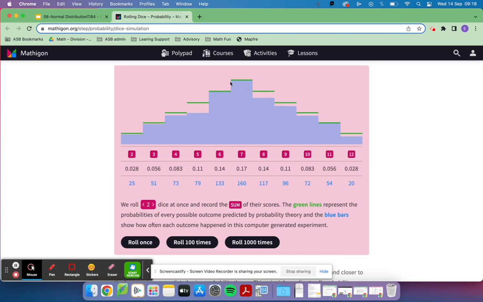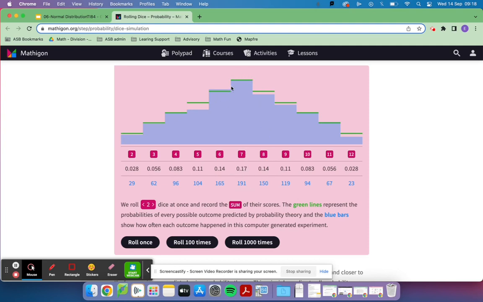Now, remember, this is experimental data, right? So experimental data doesn't follow the theoretical probability exactly. But we see that the more trials we have, so 1,000 compared to 100, the closer we are to the expected probabilities. And that is that 7 is our most common sum because we have the most combinations possible to make 7.